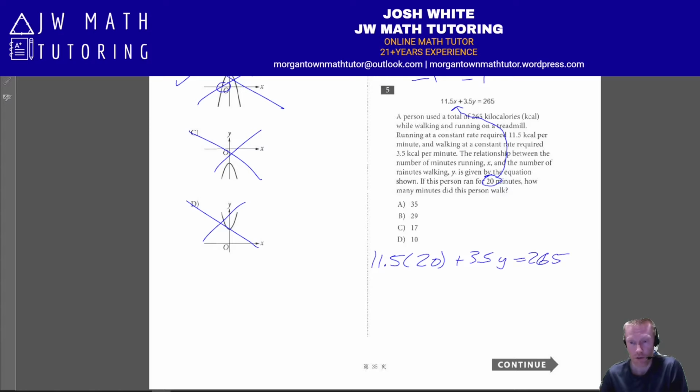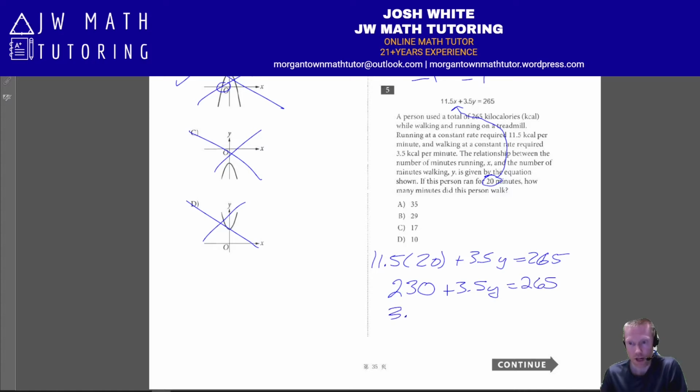Now, 11.5 times 20 is actually not that difficult to do. Just basically picture 11.5, multiply it by 2, and then move the decimal over one spot. So essentially, think of this as like 115. It's going to turn into 230, or technically 11.5 would turn into 23. And then again, you would move the decimal over one spot because you're multiplying by 20, not just by 2. So this turns out to be 230. And then we still have the 3.5y. And of course, that's equal to 265.